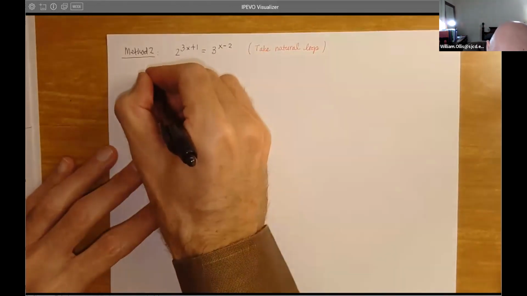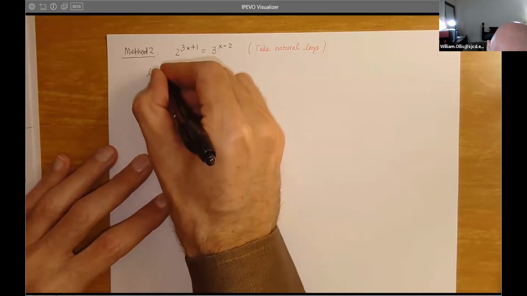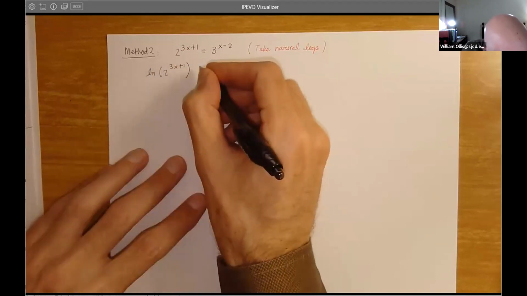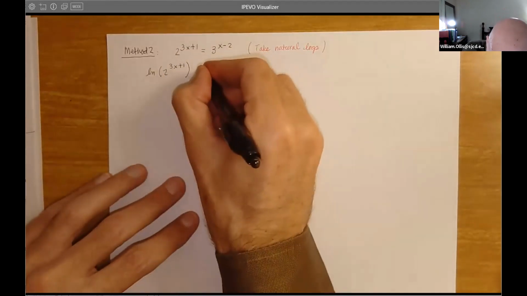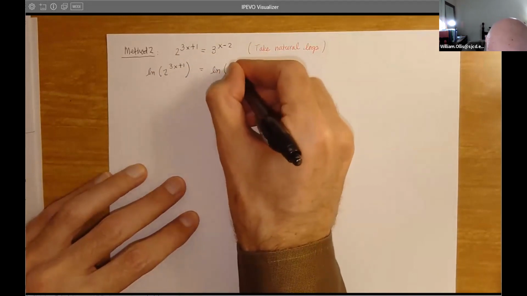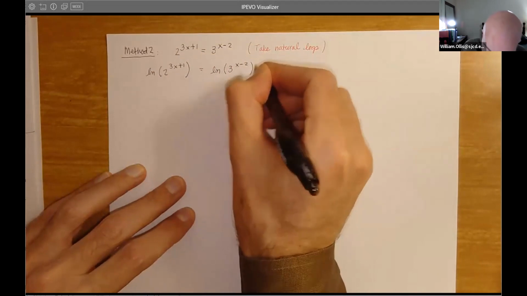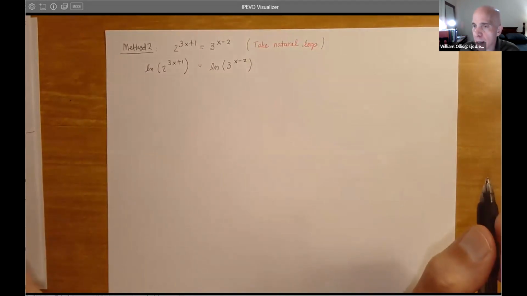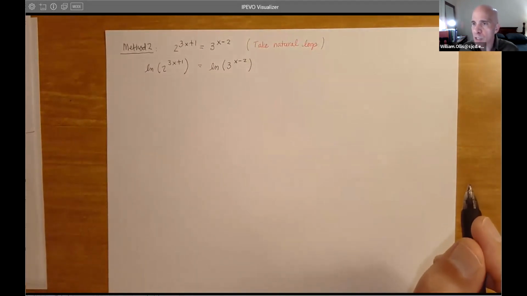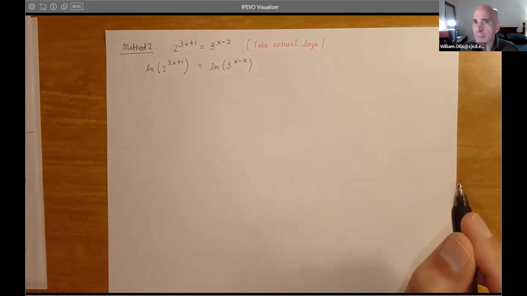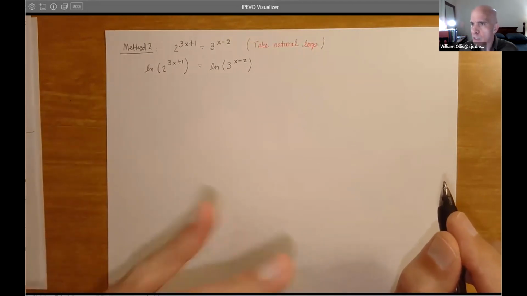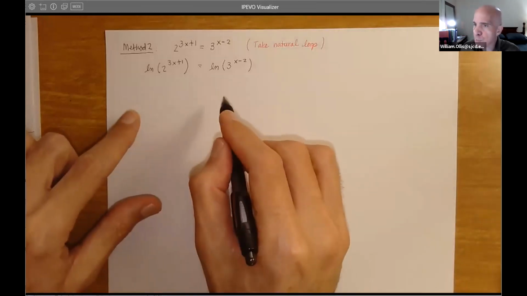So let's do it. So we have ln of 2 to the 3x plus 1, and we have ln of 3 to the x minus 2. So for instance, if you're in a physics class and you just want to get an answer that's all ready to go, maybe you don't want to have to change the base, and you know your calculator has a base e key. If your professor says, okay, give me a 2 decimal approximation, you may prefer this method.